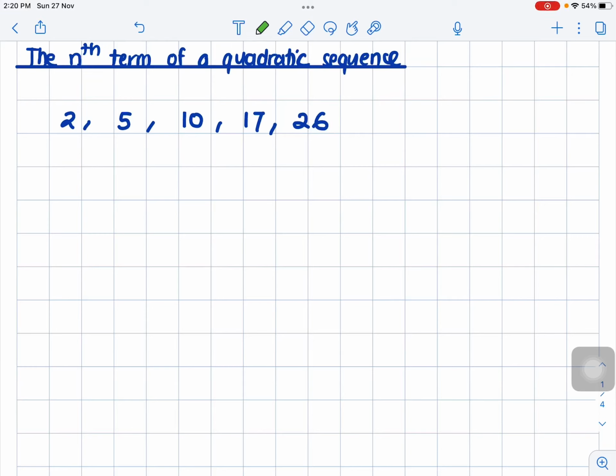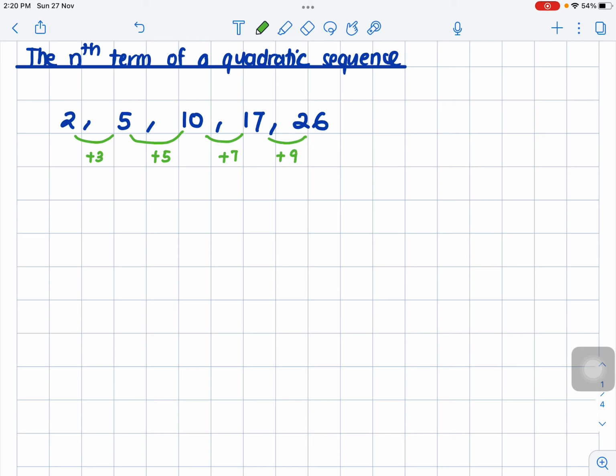Let's find the nth term of a quadratic sequence. Look at the first example. You have to find the difference between the 2 and the 5. What will you get? Plus 3. And similarly, plus 5, plus 7, and plus 9.